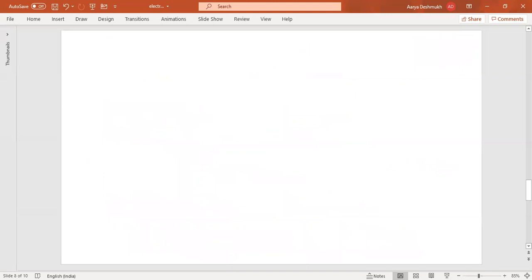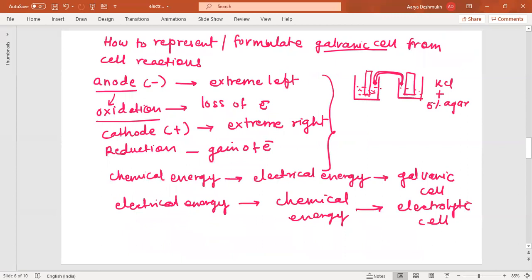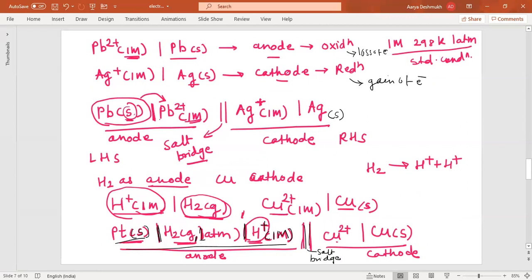Now, another example you can take for this. Here, if you look at this, lead solid is getting converted into Pb2+, and Ag+ into Ag. So this appears in solid phase, and this is also in solid phase. So solid Ag and solid lead act as electrodes themselves.